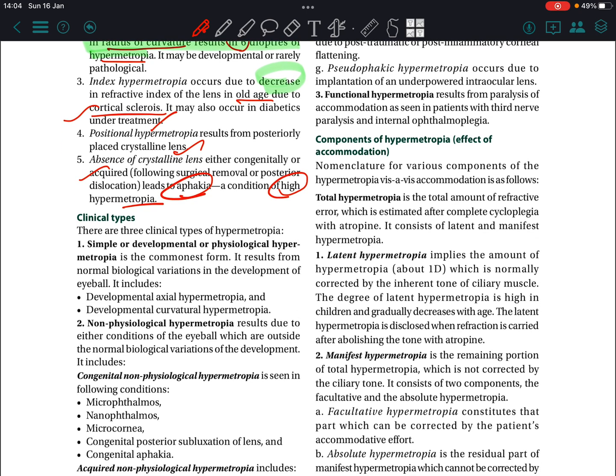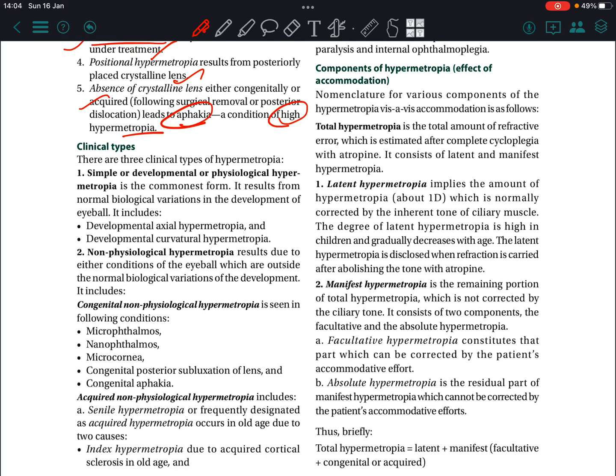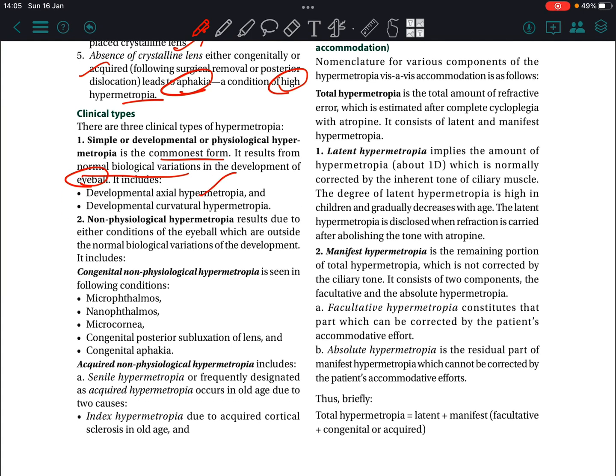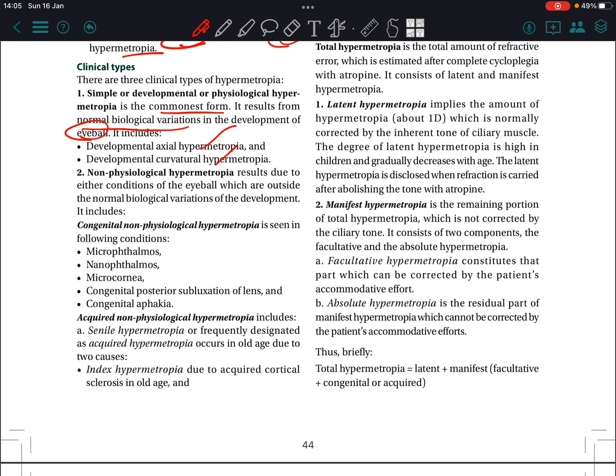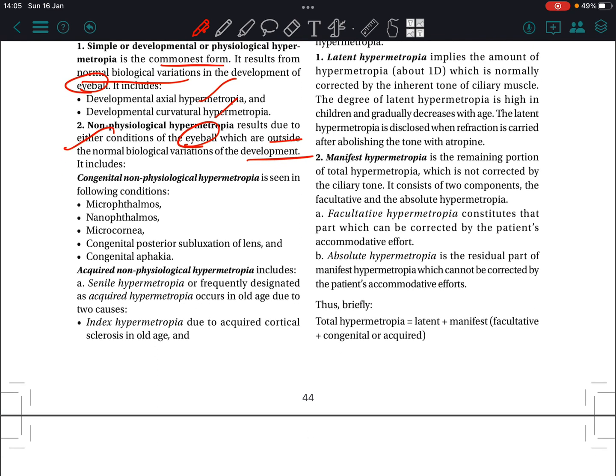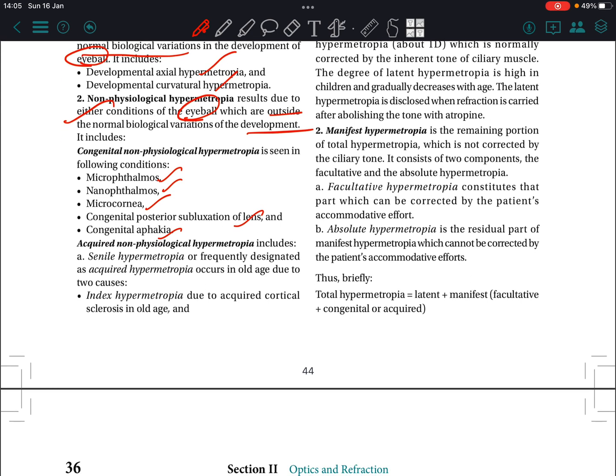Clinical types: simple or developmental or physiological hypermetropia is the commonest form. It results from normal biological variation in development of the eyeball. Developmental axial hypermetropia, developmental curvatural hypermetropia. Next is non-physiological hypermetropia, which results from conditions of the eyeball outside the normal biological variation of development. These include congenital non-physiological hypermetropia seen in microphthalmos, nanophthalmos, microcornea, congenital posterior subluxation of lens, and congenital aphakia.